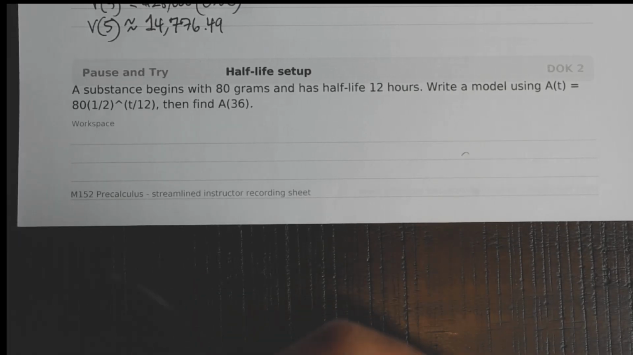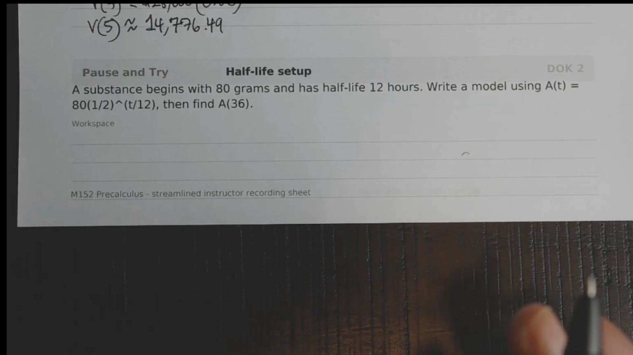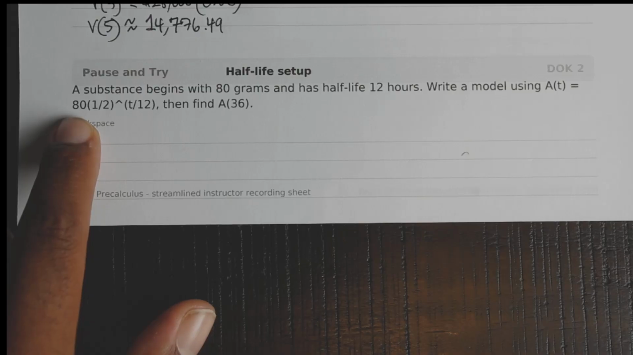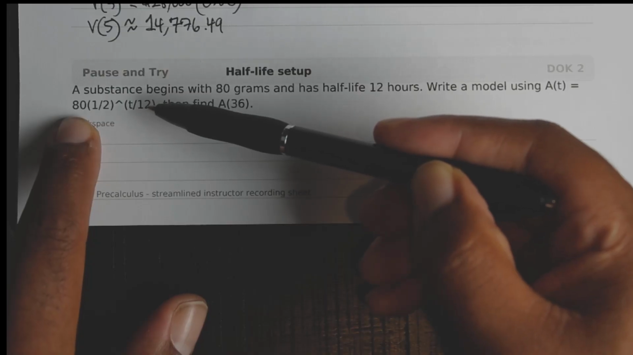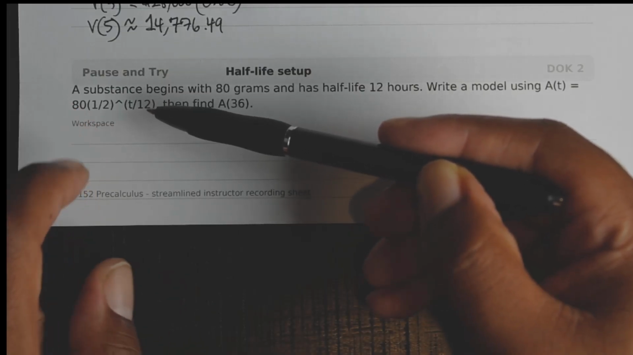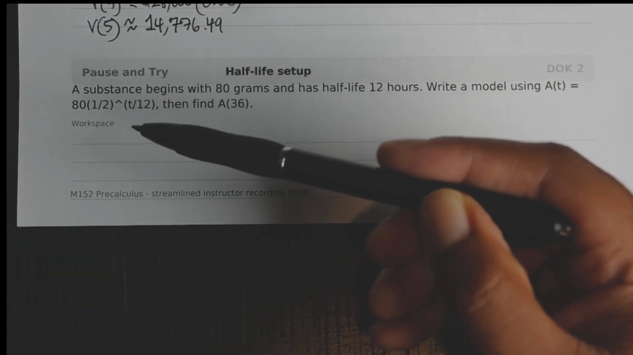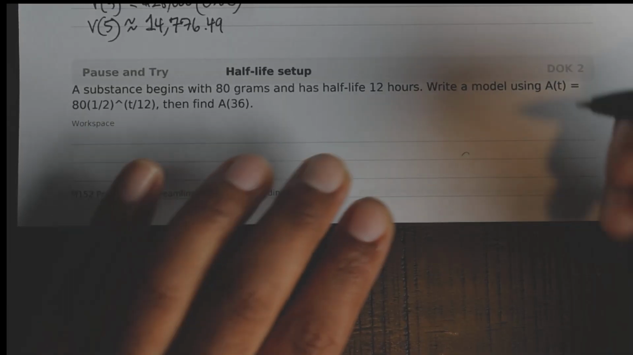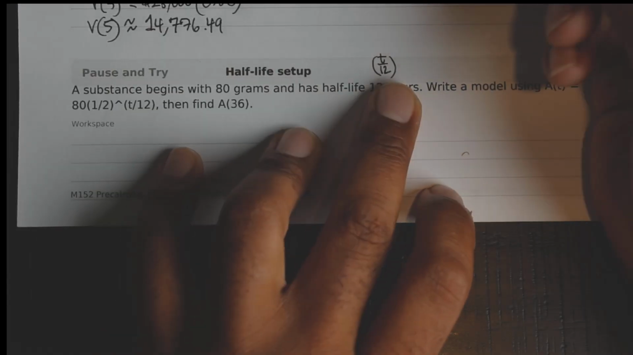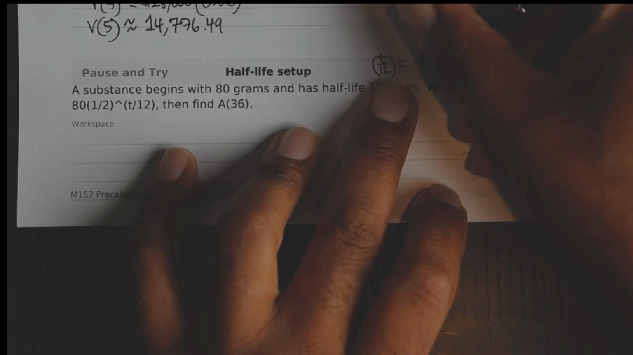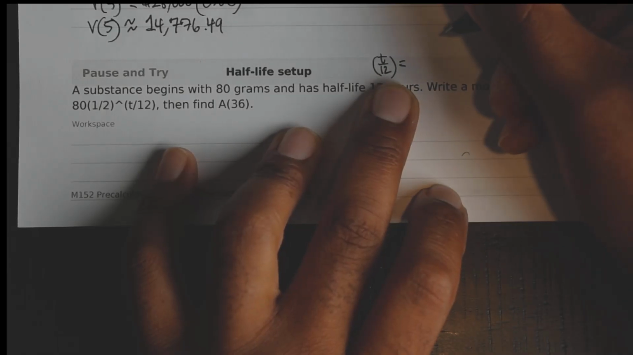Okay. So first of all, the 80 is the starting amount, right? The 80 is the starting amount. That's important. Okay. And the 12 in the exponent, up here, means the half-life is 12 hours. Okay. So this t divided by 12, right? That means the half-life is 12 hours.